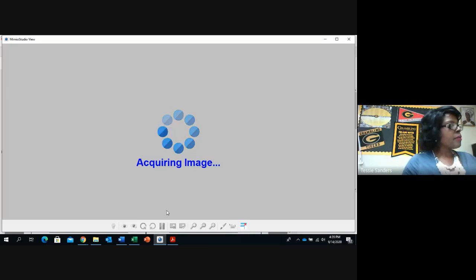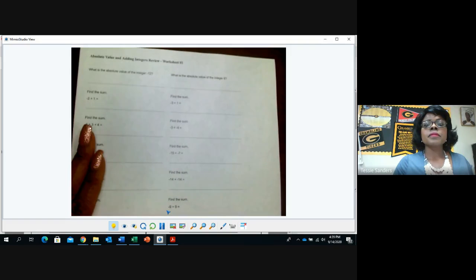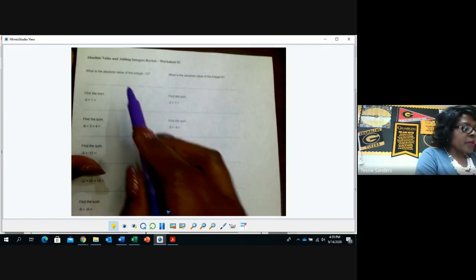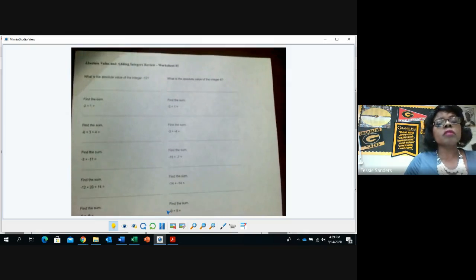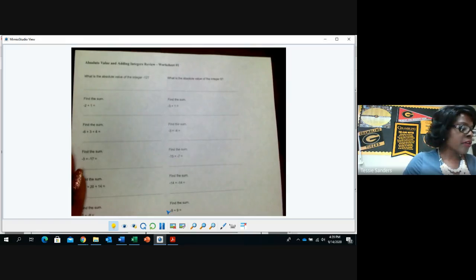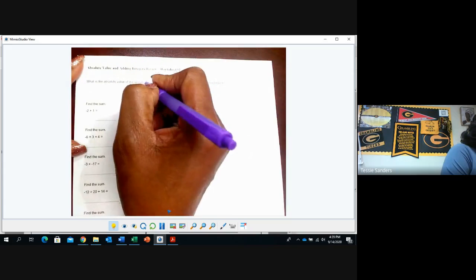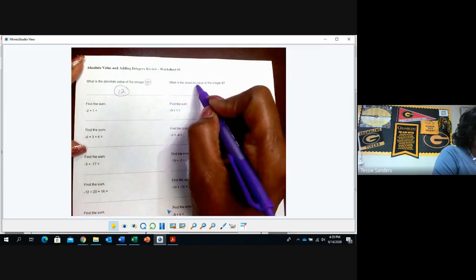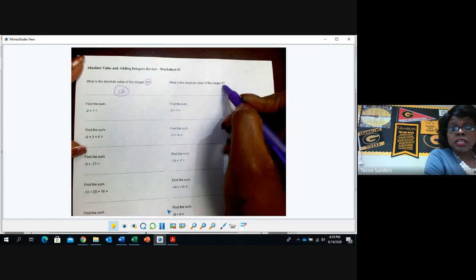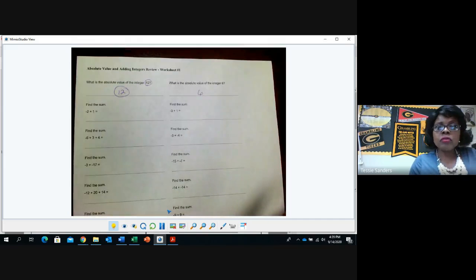So let's acquire our image. Let's take a look at our first. So here we have, what is the absolute value of the integer -12? Let's get that focused again for you. What is the absolute value of the integer -12? Absolute value of -12 is 12. What is the absolute value of the integer +6? That's going to be 6. Remember, an absolute value is never negative.